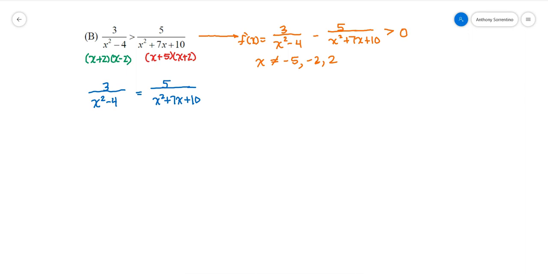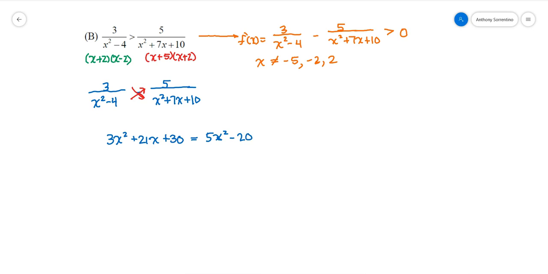But now I'm ready to solve this equation down here, so I'm going to cross multiply. So if I go in this direction, I'm just going to basically have 3 times the x squared plus 7x plus 10, which is going to give me 3x squared plus 21x plus 30. I have to remember I'm distributing. And if I go in this direction, I'm going to have 5 times x squared minus 4, which is going to give me 5x squared minus 20.